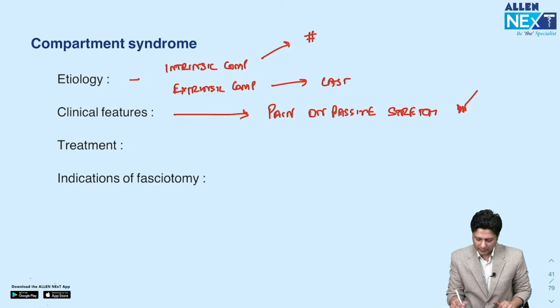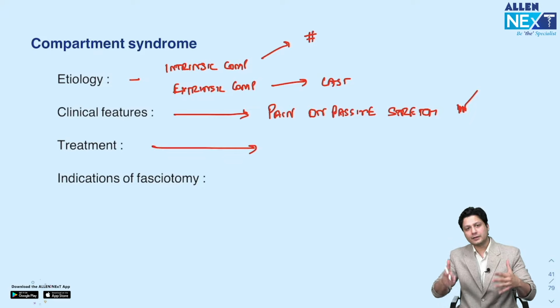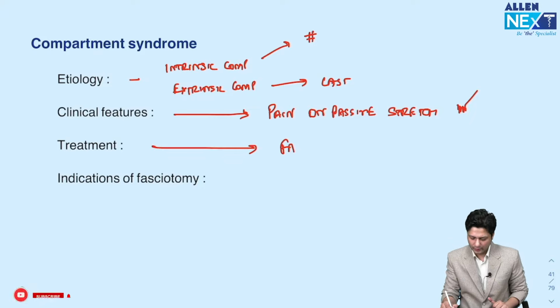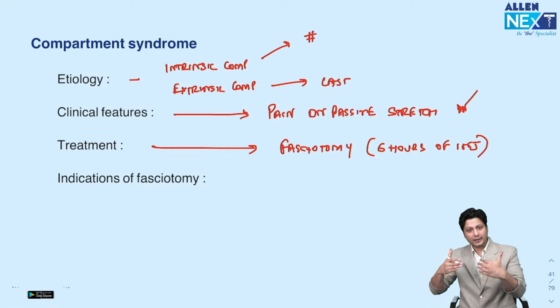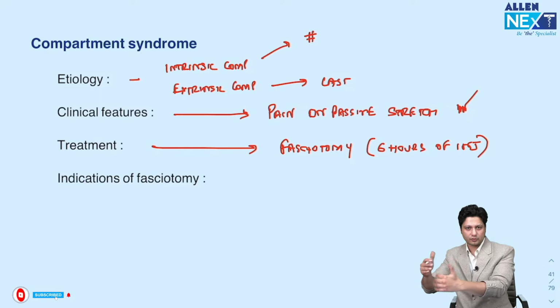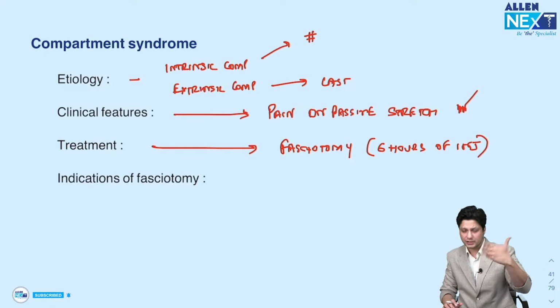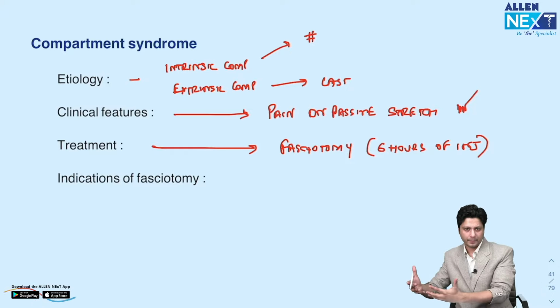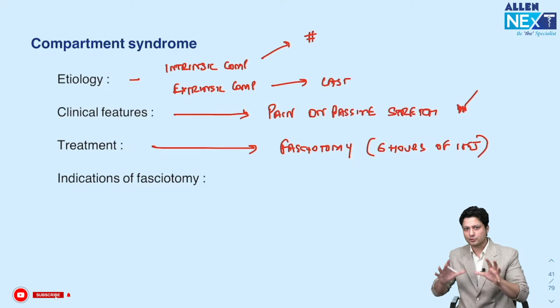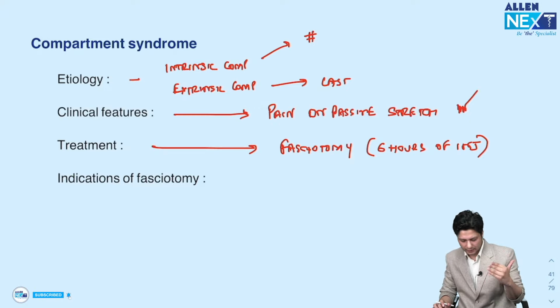Then the management: if it is intrinsic compression, then you have to go for fasciotomy. But that fasciotomy has to be done as early as possible, that means within 6 hours of injury. If the time has gone beyond 6 hours of injury, then it might result in vicious changes, and managing the compartment syndrome by performing a fasciotomy would have an altered outcome. So in order to prevent it, it has to be done as early as possible, within 6 hours of injury.